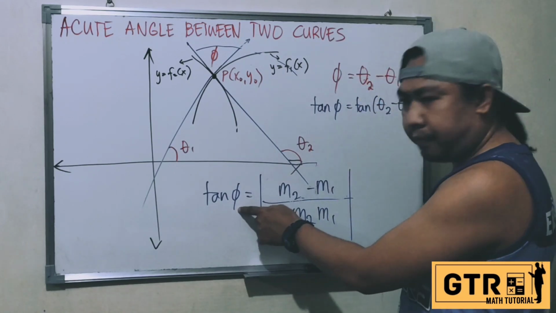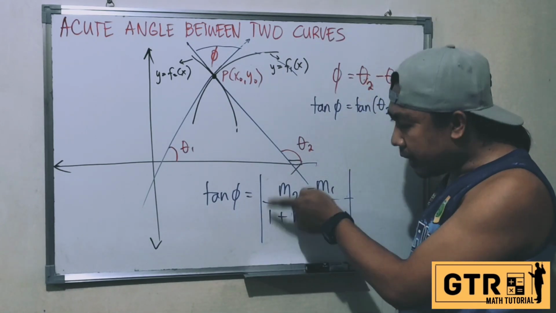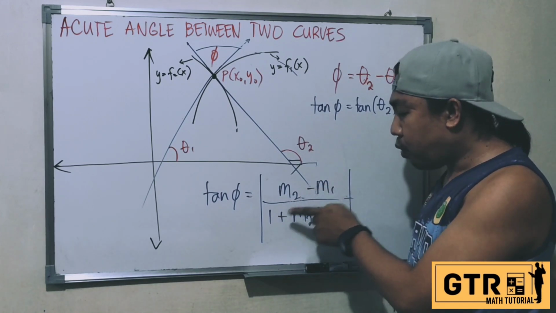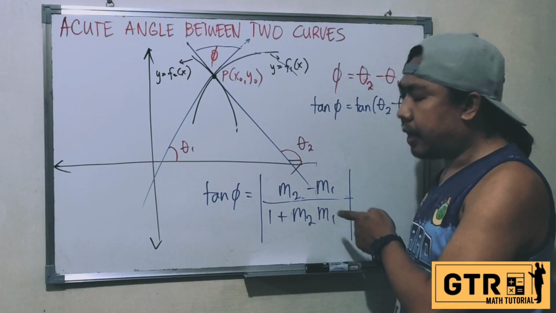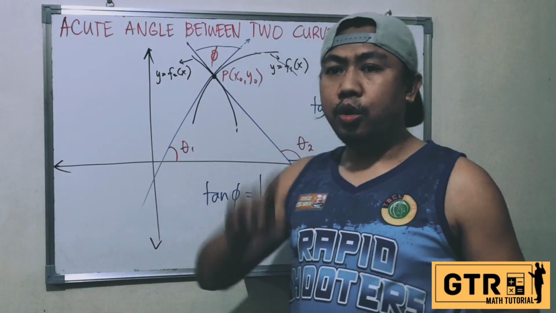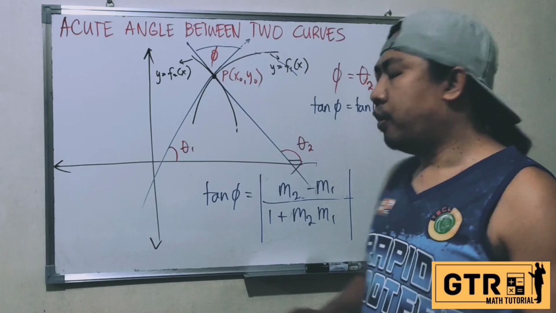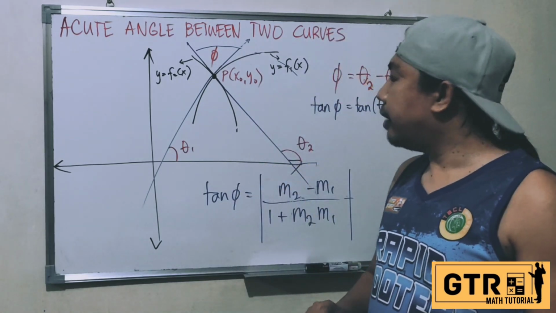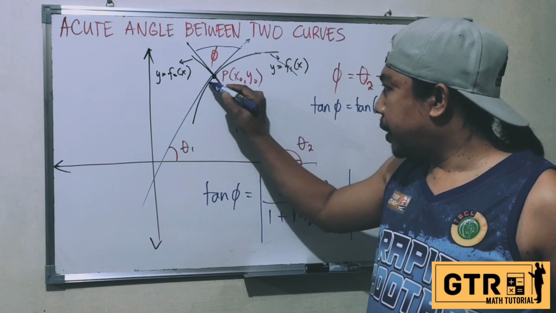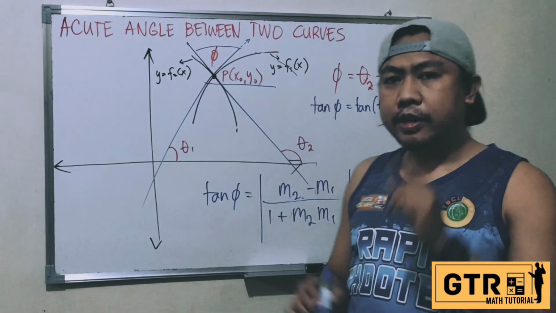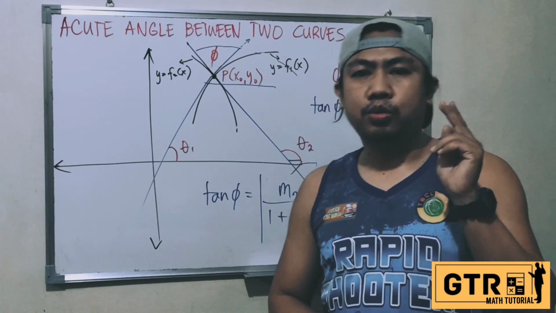So tangent phi, the acute angle, equals the absolute value of m sub 2 minus m sub 1 over 1 plus m sub 2 times m sub 1. What are the steps in finding the acute angle between the two curves? First step, find the point of intersection of the two curves, x sub 0, y sub 0.